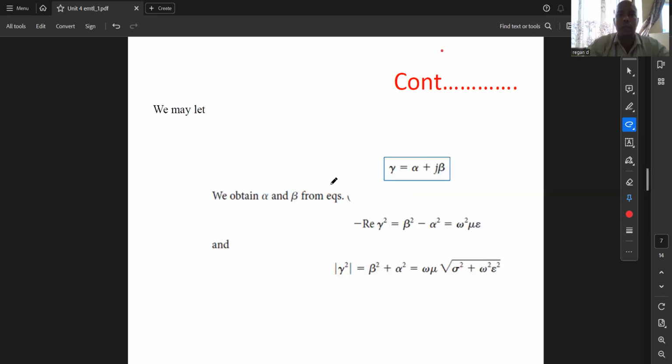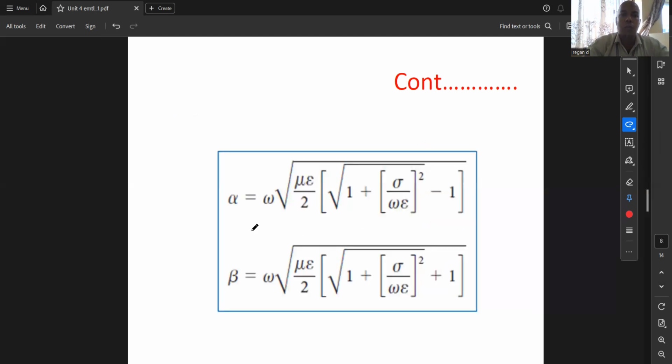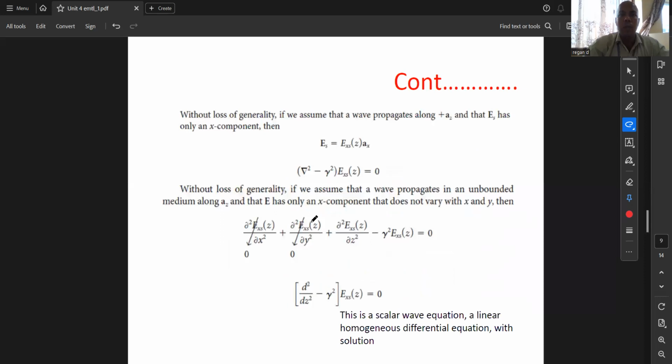Now let us take gamma is equal to alpha plus j beta. I said that already, so alpha is the attenuation constant, beta is the phase shift constant. If you take the real part of this, the magnitude of the real part is equal to omega mu under root sigma square plus omega square epsilon square. So now we get from this alpha is this value, beta is this value.